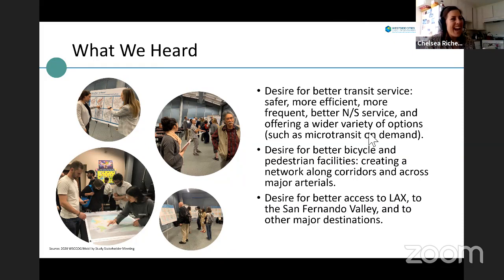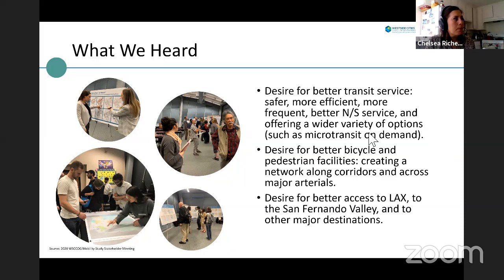There was also a desire for better bicycle and pedestrian facilities, particularly creating a network of bicycle and pedestrian access along corridors and across major arterials. So identifying arterials actually as a big barrier to be able to get across them, not even necessarily to use the arterials to get around. And then a general desire for better access to LAX and better access to the San Fernando Valley, as well as to other major destinations around and within the subregion, such as UCLA.